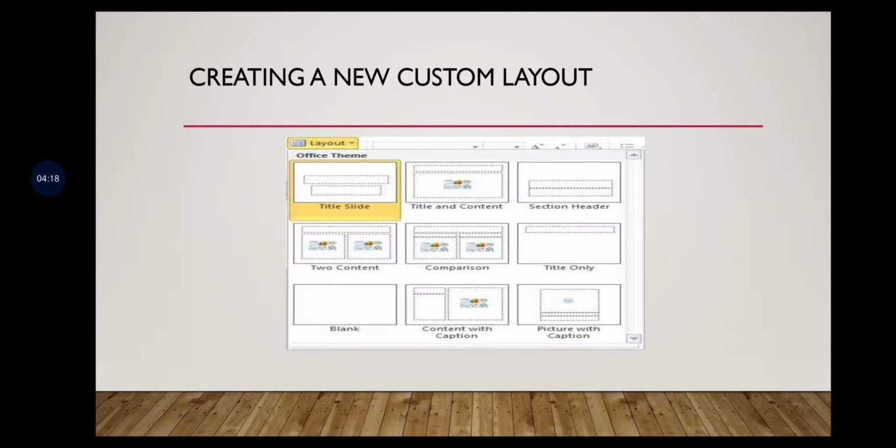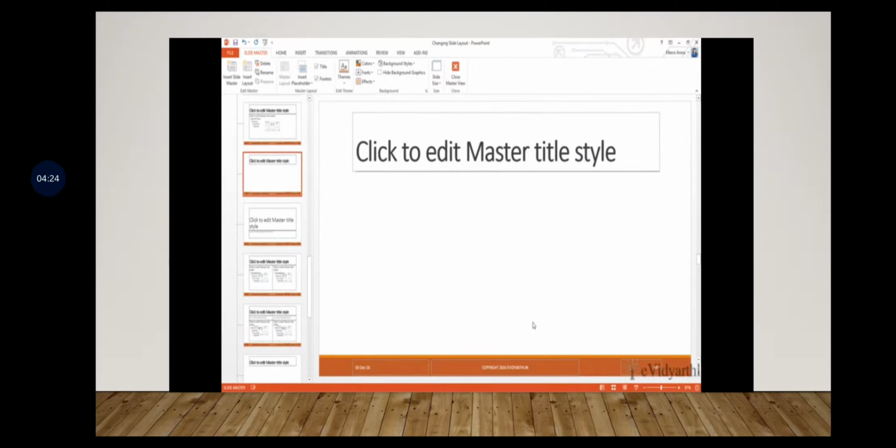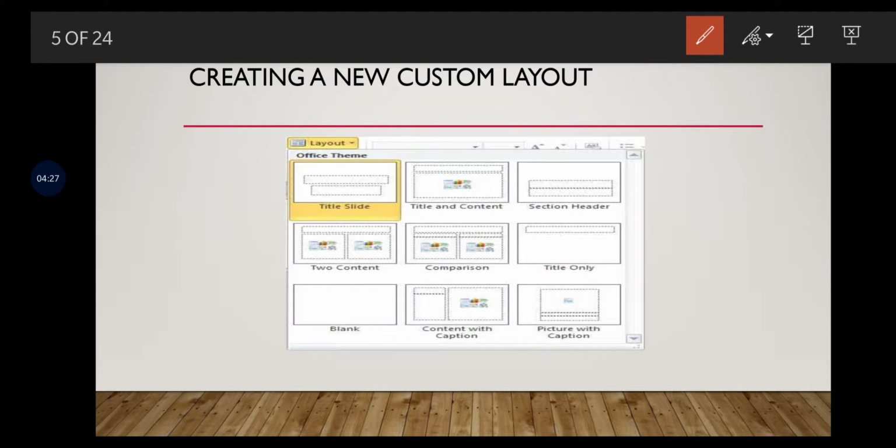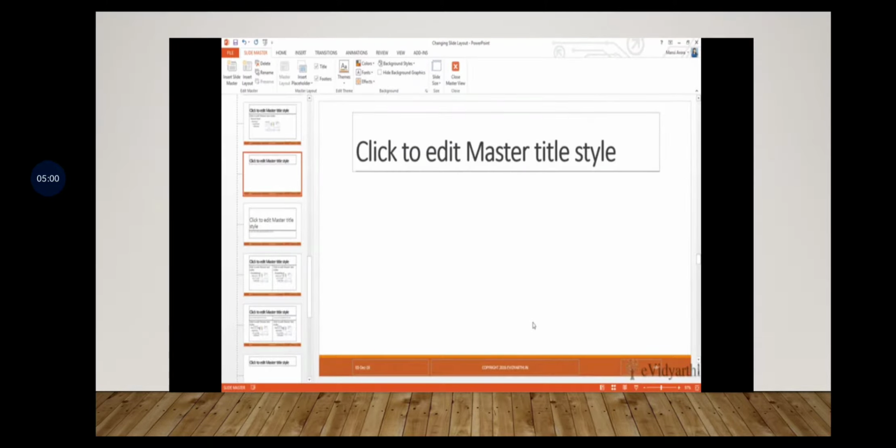Next is creating new custom layouts. As you can see in the slide, by default these are the layouts in our PowerPoint presentation. But we can customize our layout as per our requirement. Some default slide layouts are provided by PowerPoint, or you can also customize the layout by adding text-specific or object-specific placeholders. So how can we do it?